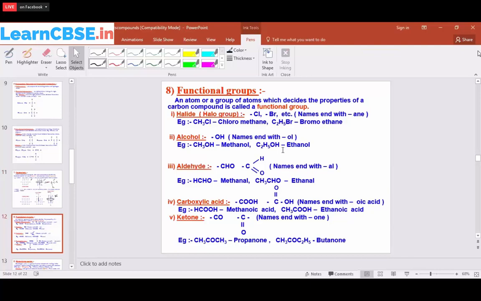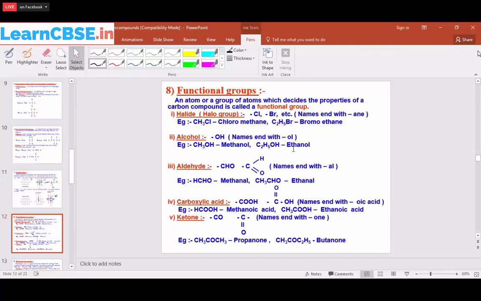of the hydrogen atom, we are going to introduce some other non-metals, say for example chlorine, oxygen, bromine, iodine. So we are going to introduce one other element. We are going to substitute the other element, so that we call it a functional group.